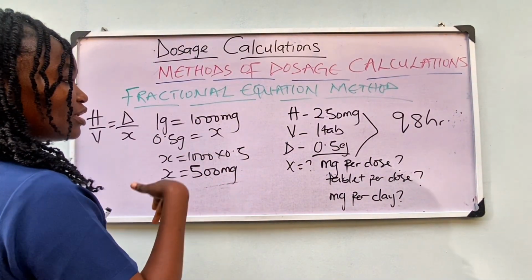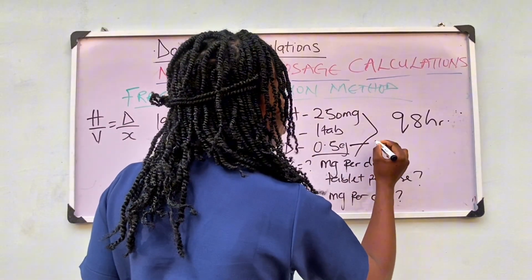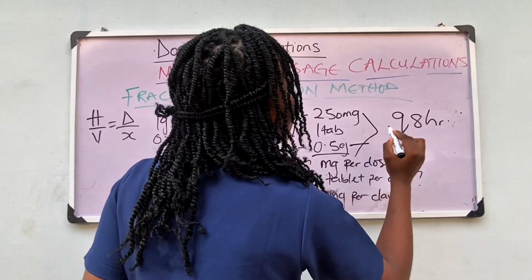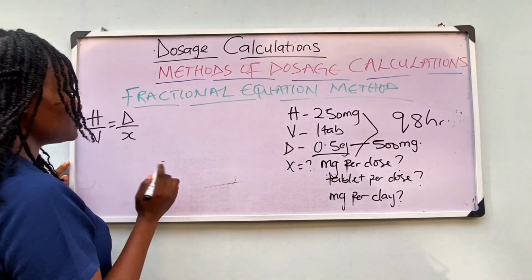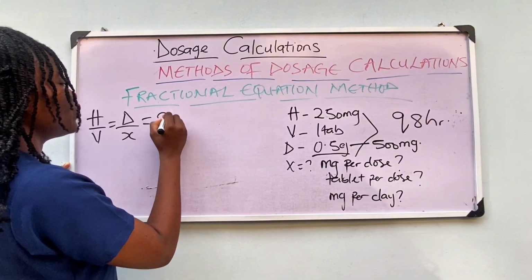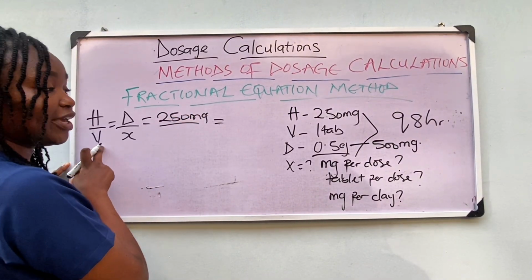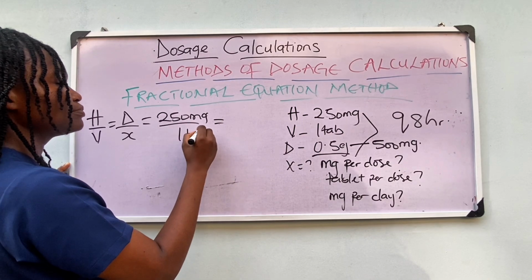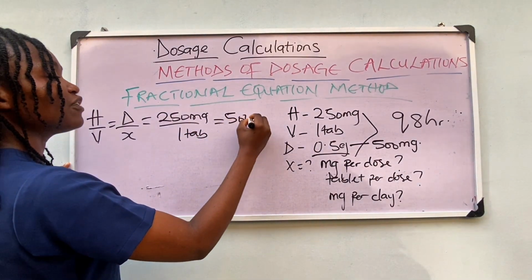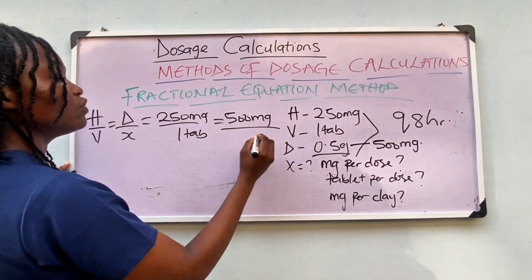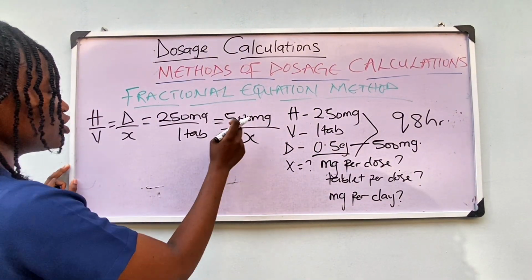So it's time for us to begin to solve our question. Wherever we were supposed to use 0.5 gram, we are now going to use 500 milligrams. Computing for this question, we have the drug we have, 250 milligrams, all over the vehicle, which is 1 tab, is equal to the drug we desire, which is 500 milligrams, all over finally X, the tablet we are looking for.